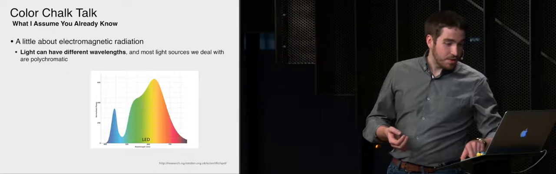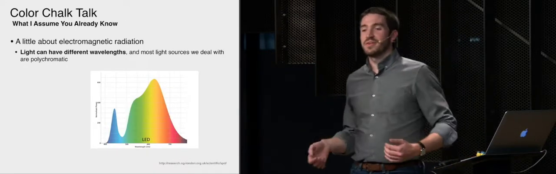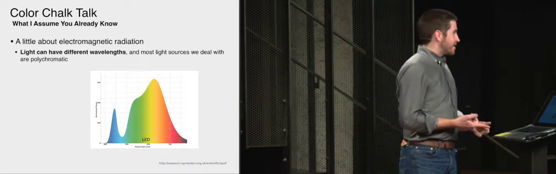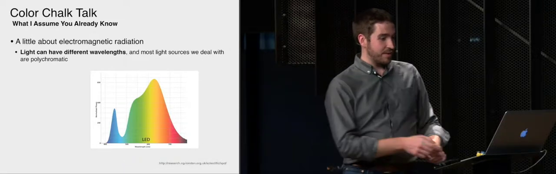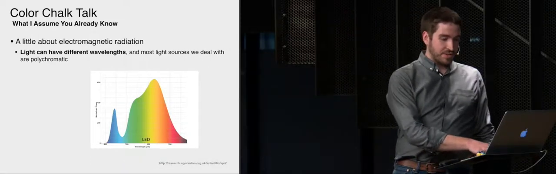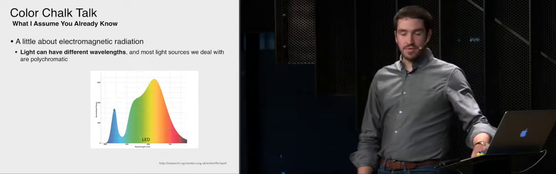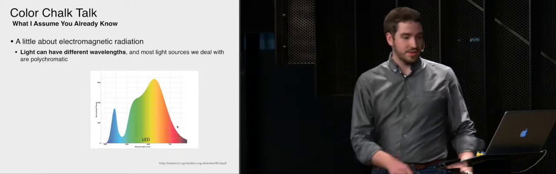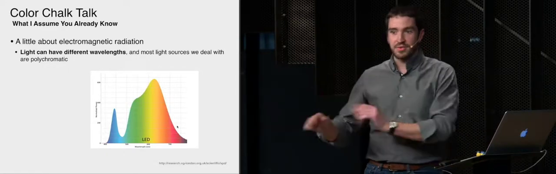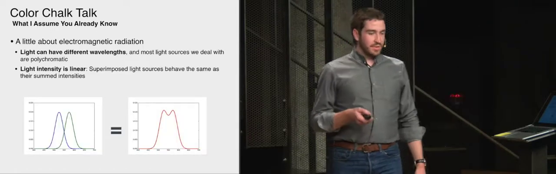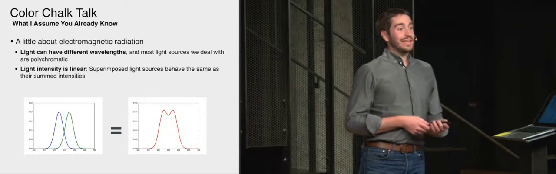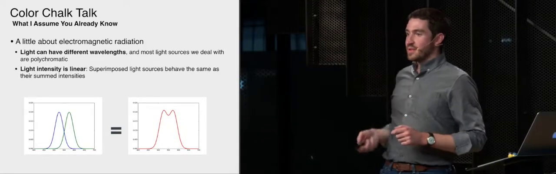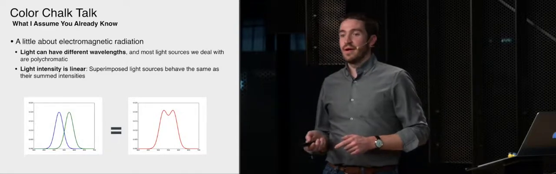There are a few things that I hope you know, and if you don't know, I'm just going to tell you right now, and then we can move on. Maybe high school physics, something about electromagnetic radiation. Light is made up of a whole bunch of different wavelengths. And most of the light sources we deal with day to day have a whole bunch of different wavelengths in them. We generally don't deal with monochromatic light sources. Though for the rest of this talk, we are going to deal with monochromatic light sources. I'm also going to assume you know, or I'm telling you right now, that light is linear. If I have two light sources and I shine them together, their spectra, or these plots of their wavelengths, will add together. And there's nothing else that happens.